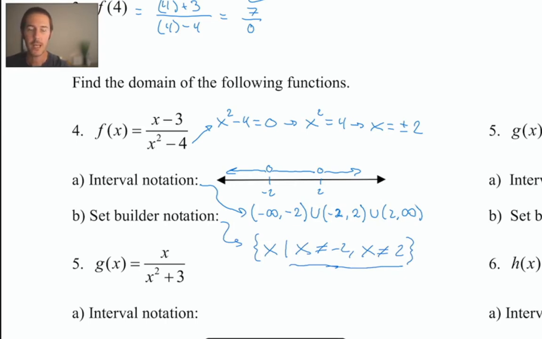And what we're really getting at is a list of x values that we are allowed to use. So this is really the set of all the x values except negative and positive 2. That's a lot of x values.